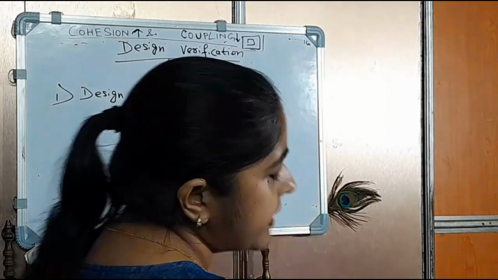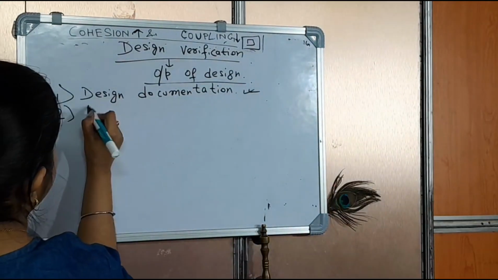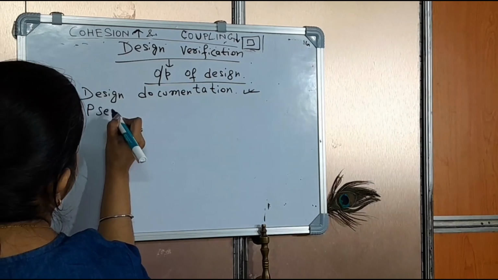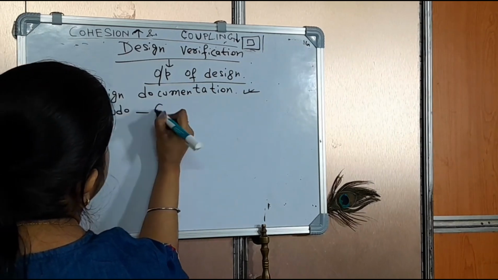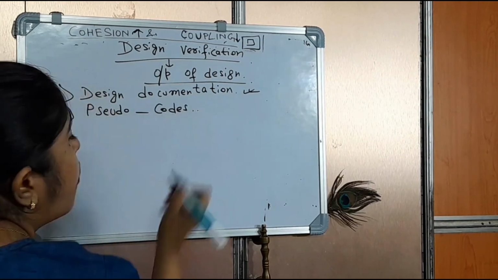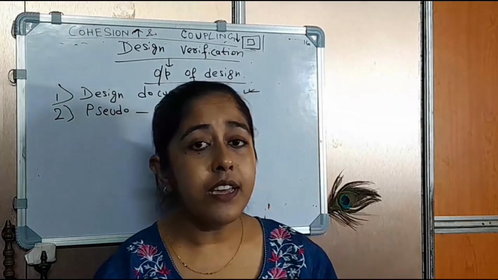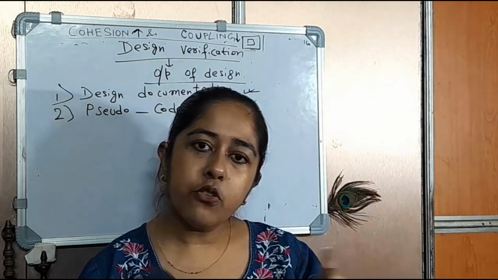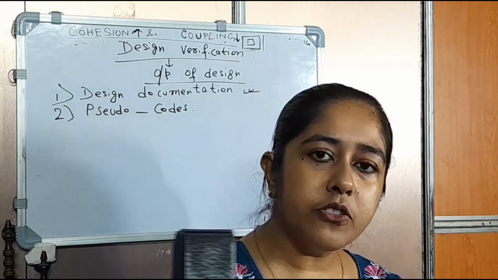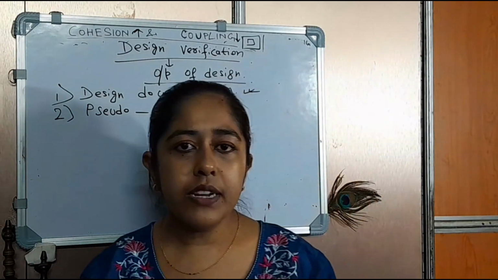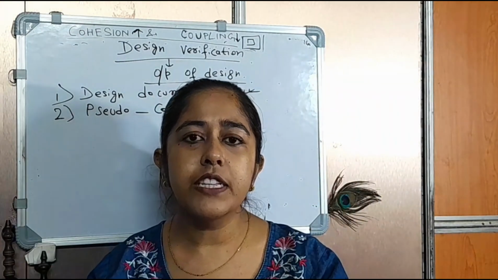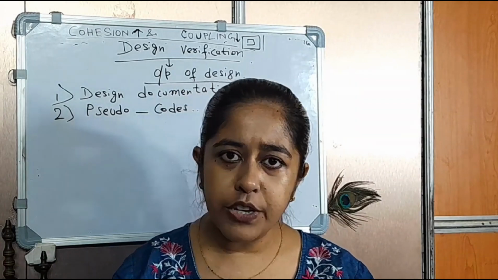Second one, what is that? Pseudo codes. Some codes you are getting. Pseudo codes means some basic codes. These are not the main codes. Main codes you will get after you have completed your coding phase. Now you are getting some pseudo codes, and this kind of thing we are going to use for our coding phase.